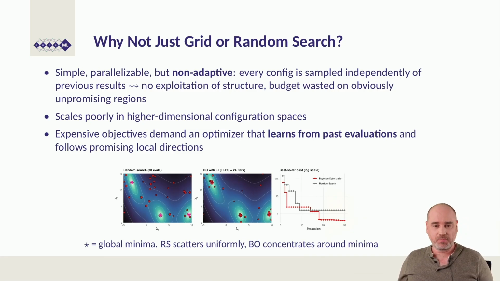Why are we not using simple techniques like grid search or random search? They have also been introduced before already. They have a lot of advantages, so they are simple and parallelizable, but they are non-adaptive. So every configuration is sampled independently of its previous results. There is no exploitation of structure of our objective function. Budget is usually wasted on obviously unpromising regions, and hence this scales quite poorly in higher dimensional configuration spaces.